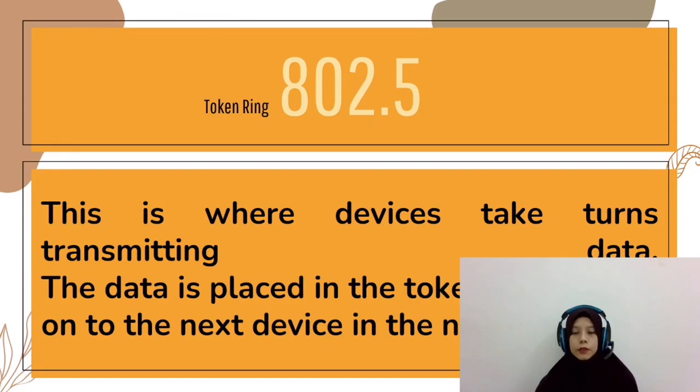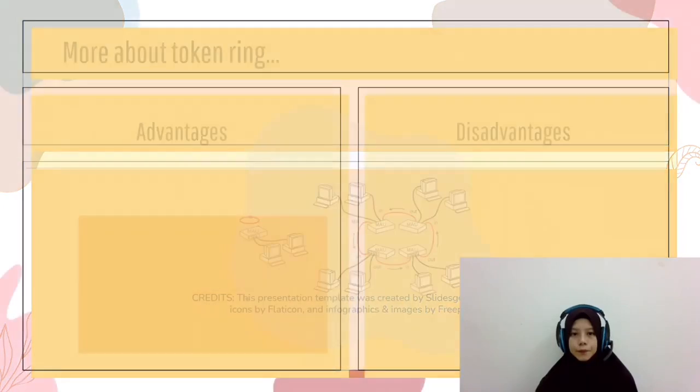Next is the token ring standard. This is where devices take turns transmitting data. The token will travel around the network and pass the message to the destination device, and the destination device will then give a response back to the source device. Computers can use this token to transmit data.